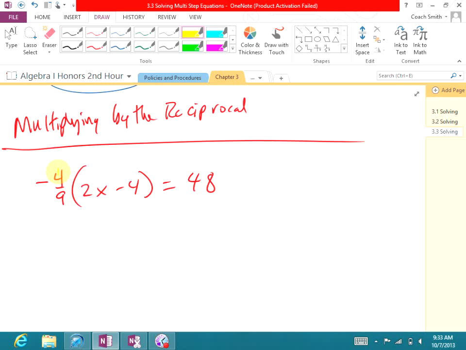Let me show you a different problem. If I had this right here, what would you do to solve that? If I had negative 4/9 times x equal 48, what would I do to solve it, Brianna?